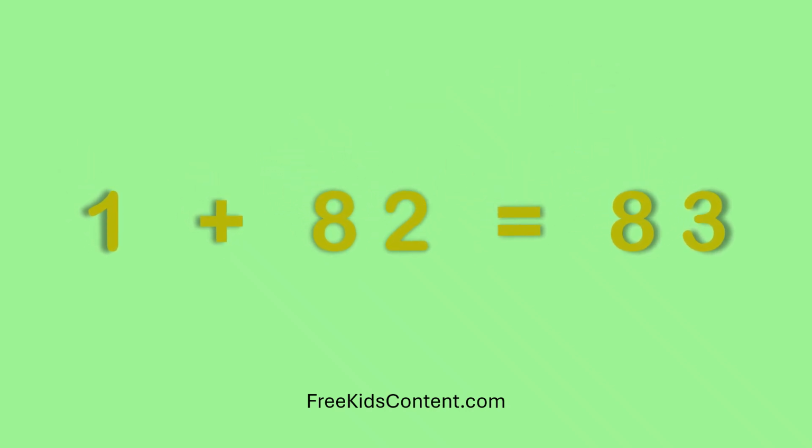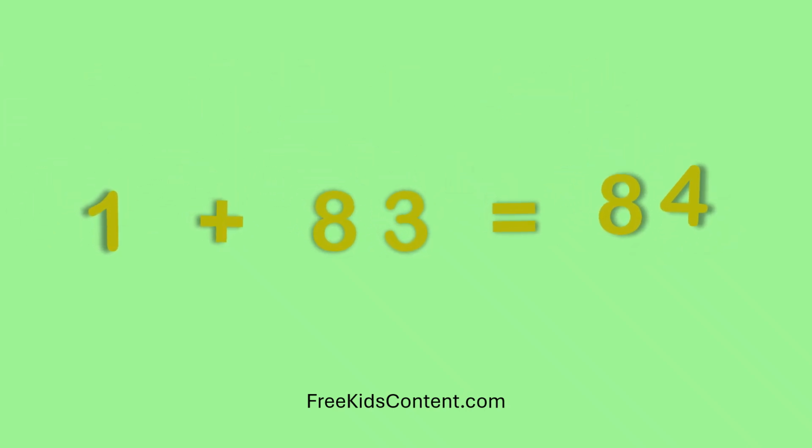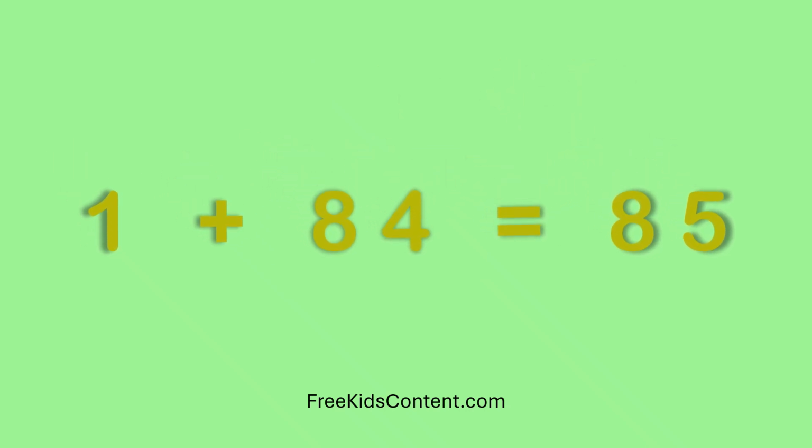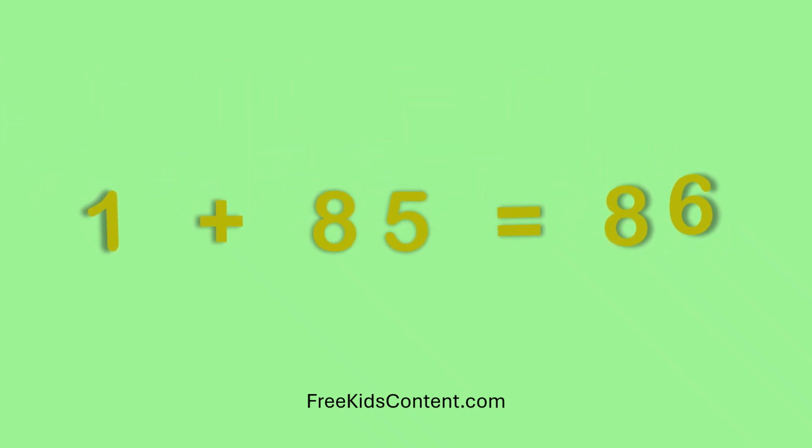1 plus 82 is equal to 83. 1 plus 83 is equal to 84. 1 plus 84 is equal to 85. 1 plus 85 is equal to 86.